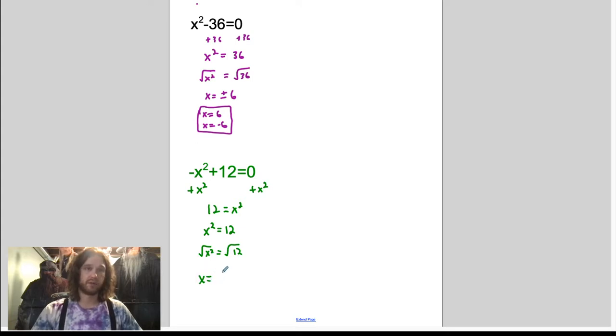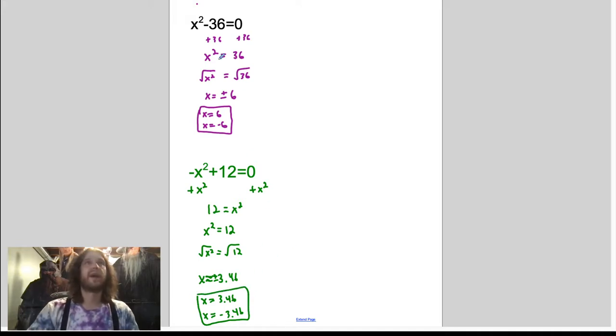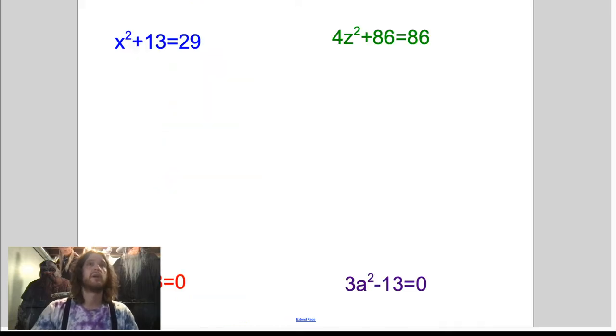x is equal to, okay, pull this up, 3.46. It's about equal to plus or minus 3.46. So we have two solutions. x equals 3.46, and the second one is x equals negative 3.46. Cool. So if I were to graph these, that's where they would cross the x-axis. Pretty exciting.